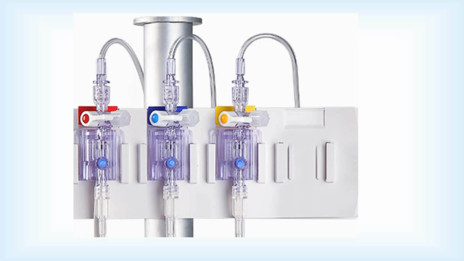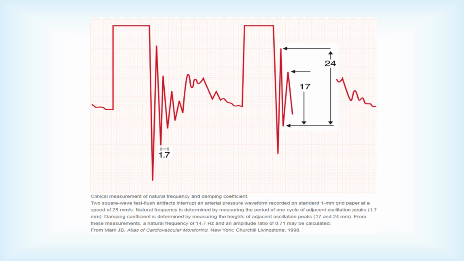Fast flush with the system open to the patient, pull to create a square waveform and release. The natural frequency can be measured or estimated by measuring the period of one cycle of adjacent oscillation peaks. Using the grid paper, which is moving at a speed of 25 millimeters per second, we can find the natural frequency is 14.7 hertz in this example.